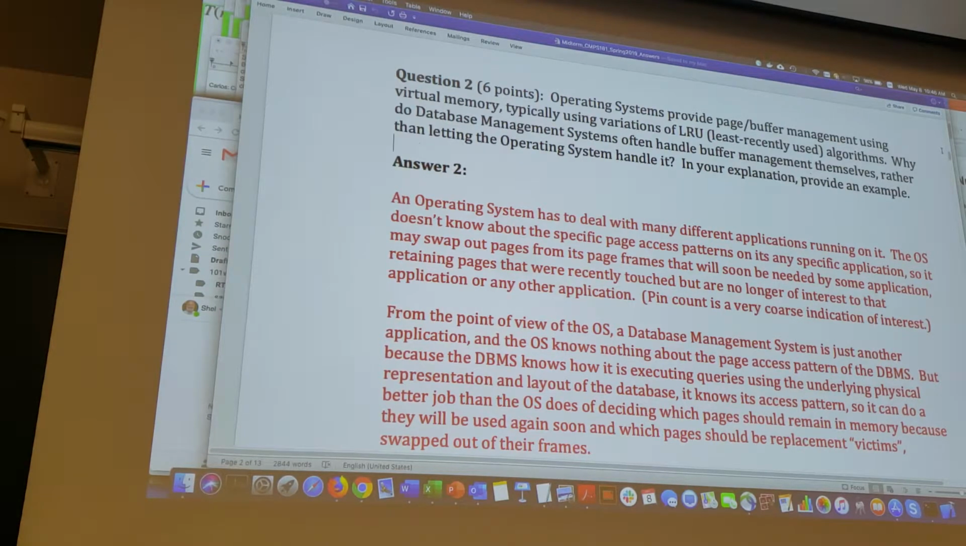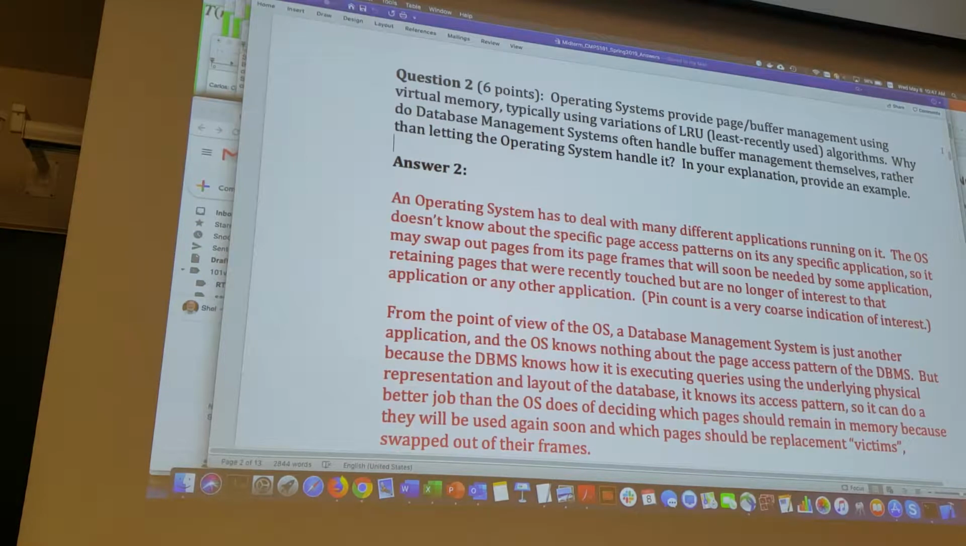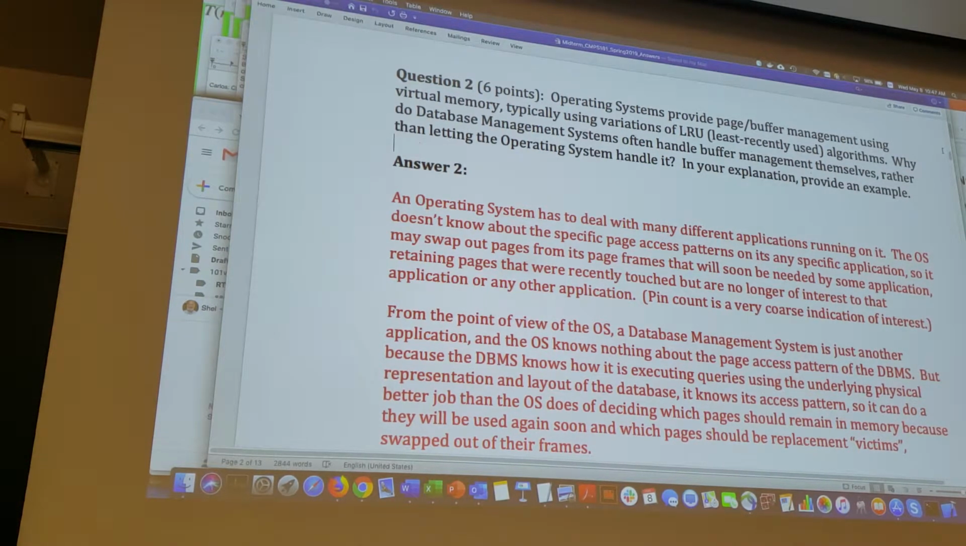There's a question: operating systems have their own page and buffer management capabilities, often using LRU or other variations. Why do database management systems like to handle the buffer management themselves instead? And in your explanation, provide an example. OSs deal with lots of different applications and have to be able to cope with them, and LRU can often be a really good approach for dealing with the level of interest. And so things get swapped out in virtual memory based on notions of not really knowing what that application is going to do.